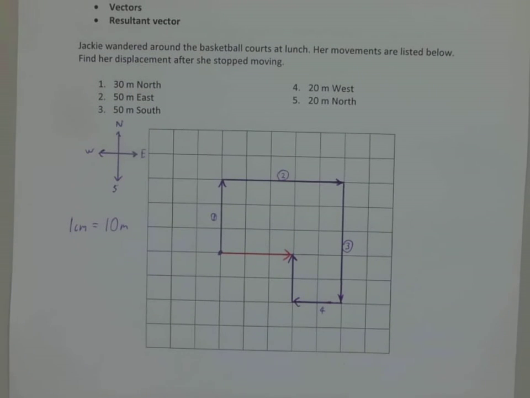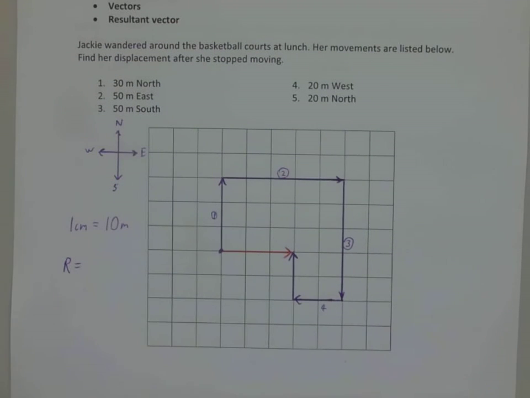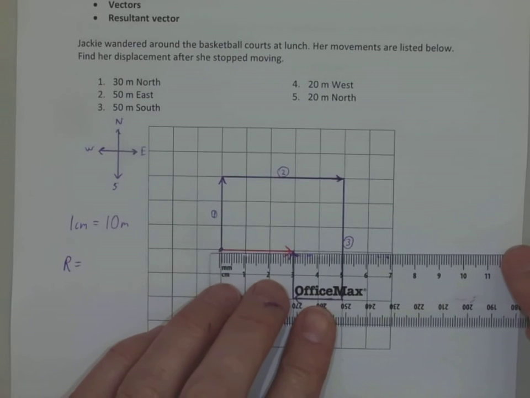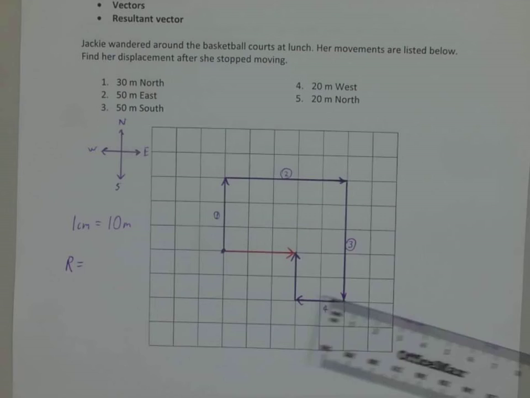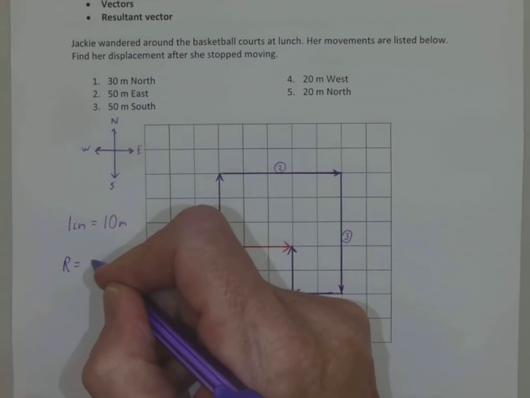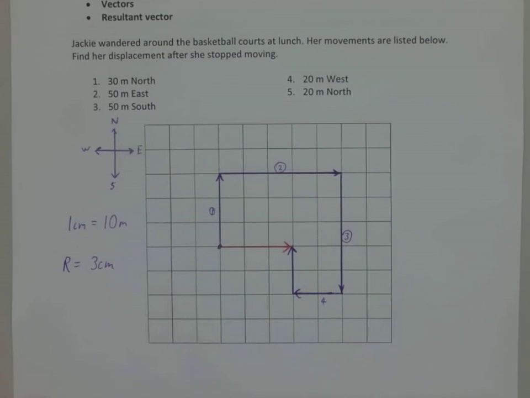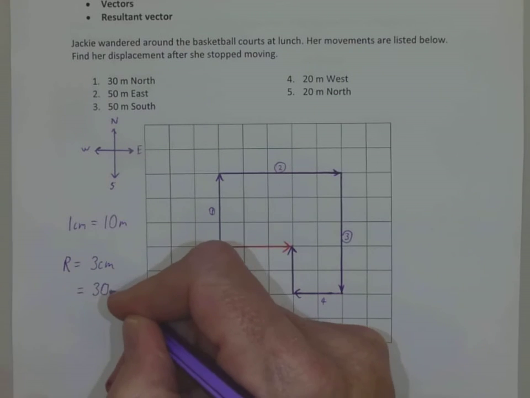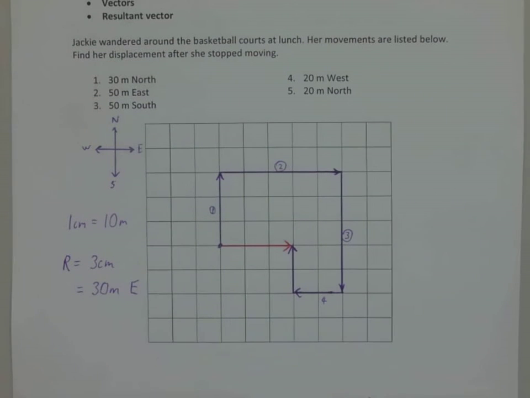So what I can do to find my resultant vector is I can say, fantastic, my resultant vector equals, and I take my ruler and I measure it, and I see there it's 3 centimetres and it's pointing to the east. So the resultant vector is 3 centimetres. If 1 centimetre is 10 metres, then 3 centimetres equals 30 metres. And that is to the east, my resultant vector.